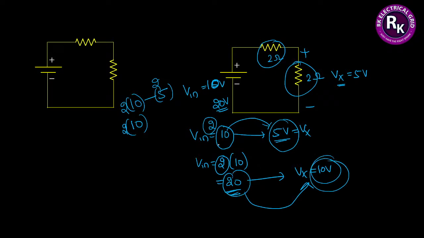So what is the conclusion? Input நீங்க 2 times increase பண்ணீங்கன்னா அவுட்புட்டும் 2 times increase ஆகும். அப்ப இன்புட் 4 times increase பண்ணா அவுட்புட்டும் 4 times increase ஆகும். That is called scaling or multiplication, or it is called homogeneity principle. Homogeneity principle. I hope now you have understood.